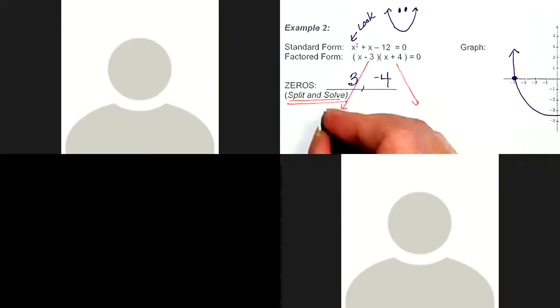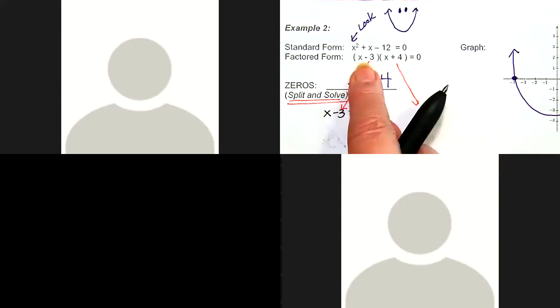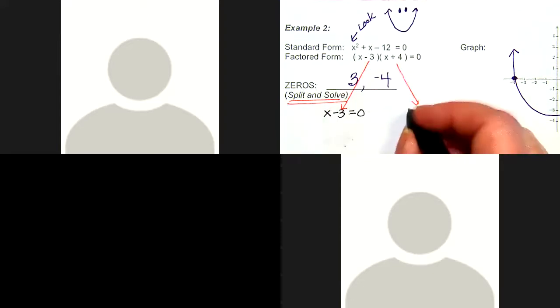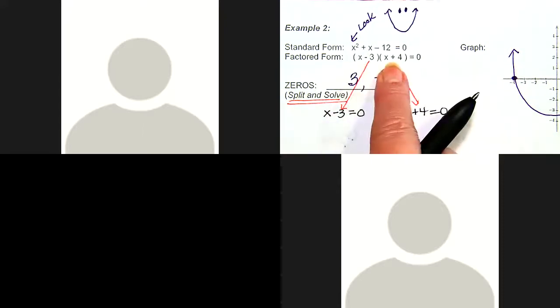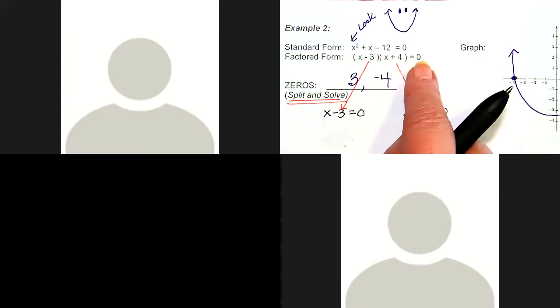So this parentheses says x minus 3, and so maybe this one is equal to 0. And this one says x plus 4, so maybe this one is equal to 0. I have two things being multiplied. Each one is in parentheses, and it's equal to 0.